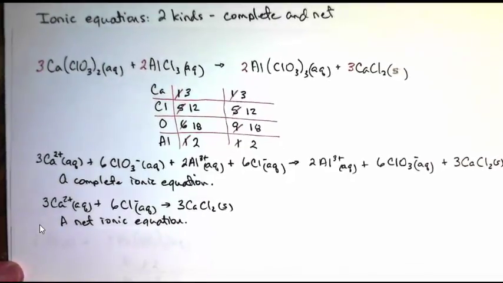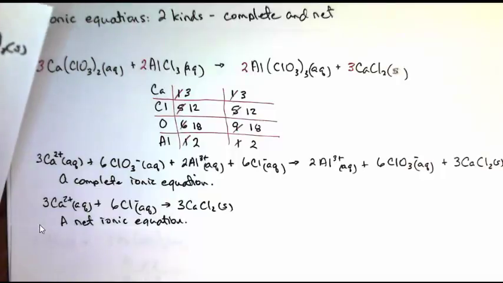Okay? That's it. That's all there is. Now look, if there's nothing to cancel, and that happens sometimes, you might have an equation where there's really nothing to cancel. In a case like that, then the complete and net ionic equation are the same thing.